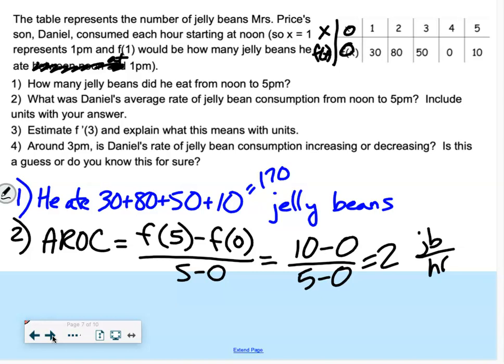Now, that actually is not true, because technically what I should have done with this table is a cumulative number, not the number at that hour. For this to have any meaning in context, this should be 30, this should be 110, this should be 160, this should be 170, and then your average rate of change would be 170 divided by 5, and it would make sense. So for an average rate of change, this needs to be cumulative. I told you it was a bad problem.